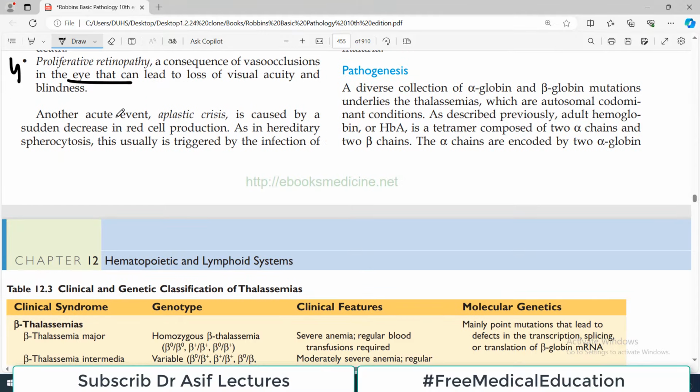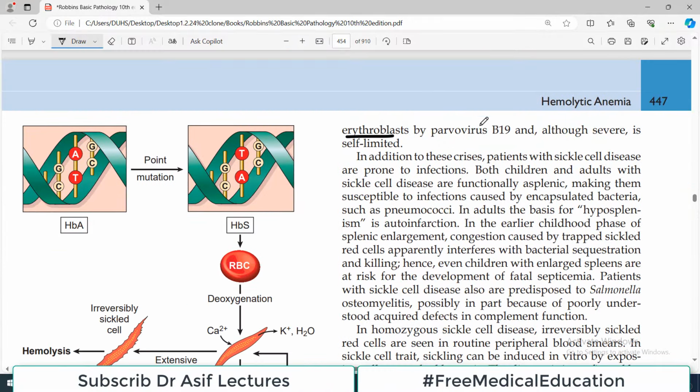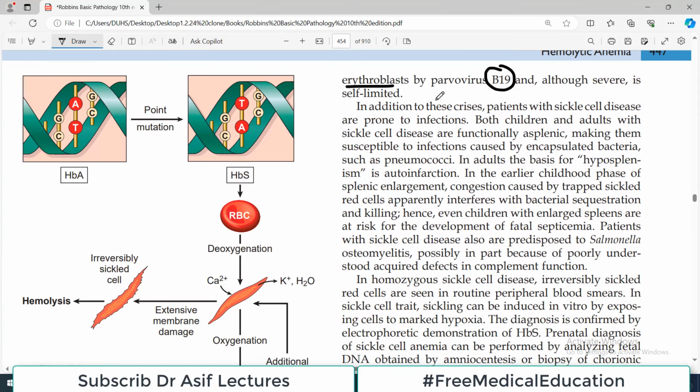One more thing which I would like to spend a couple of minutes on is aplastic crisis. It is caused by sudden decrease in the red cell production, as in hereditary spherocytosis. This usually is triggered by infection of erythroblasts by a virus, parvovirus B19, and that leads to shutdown of your bone marrow.